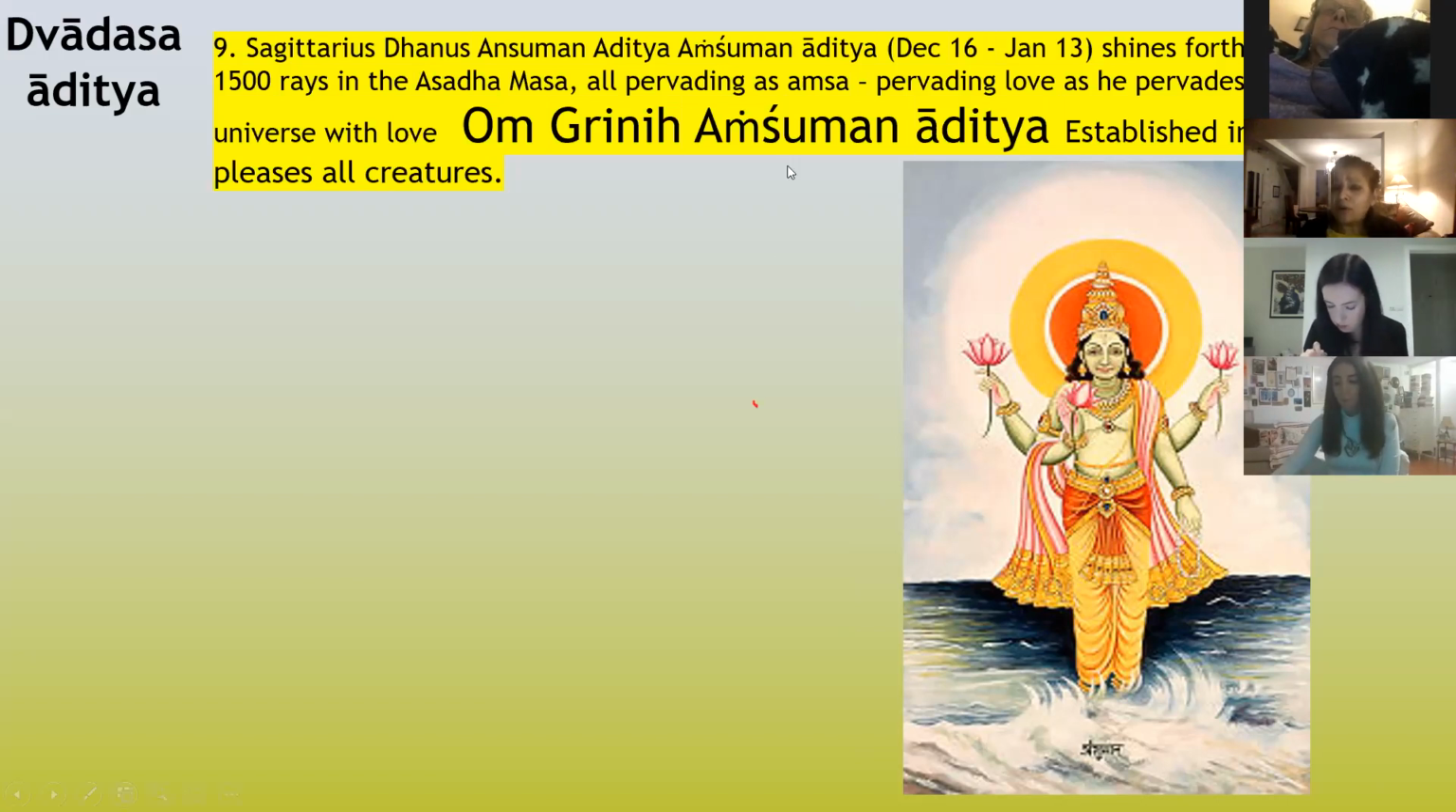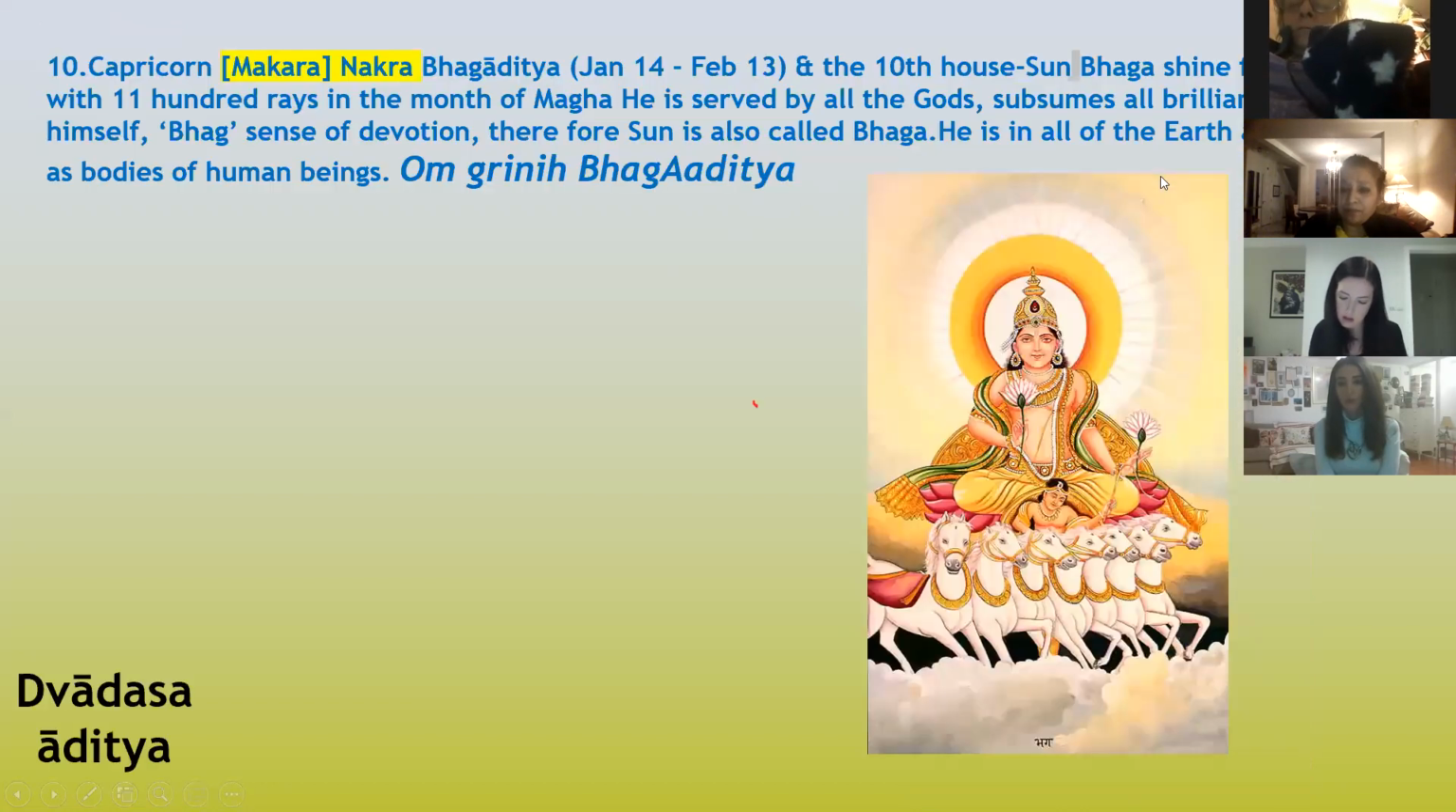That's a very important concept because it shows how connected we are to everyone, how deeply spiritually connected we are to the entire planet. And that comes under Anshuman Aditya. And the mantra is Hom Grine Anshuman Aditya. Then we come to Makar, Capricorn.